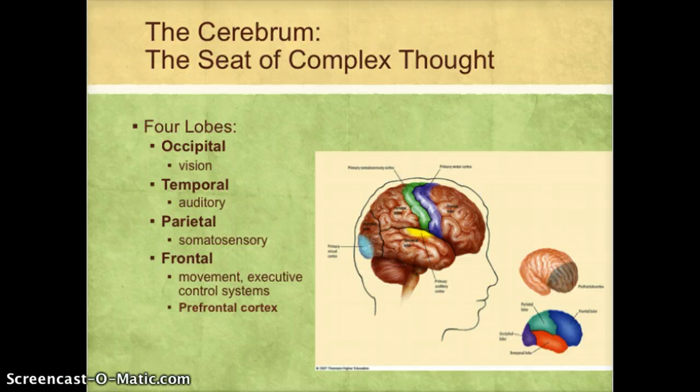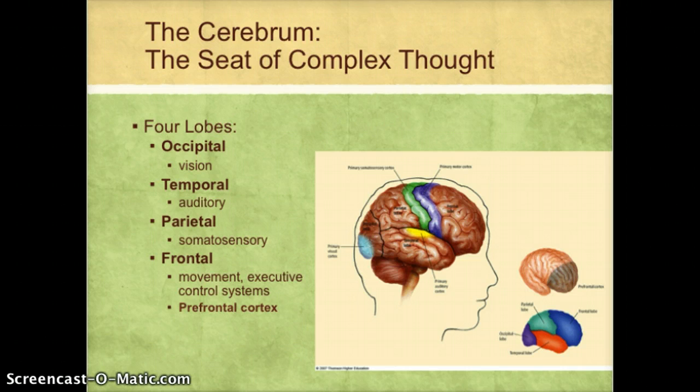The last lobe is the frontal lobe. The frontal lobe is in the very front part of your head. So if you put your hand sort of on your forehead with your palm on your forehead and curl your fingers over the top of your head, you'll be close to where the frontal lobes are. The back part of the frontal lobe is where you have your movement centers. So that's the part of your brain that tells your body to move.